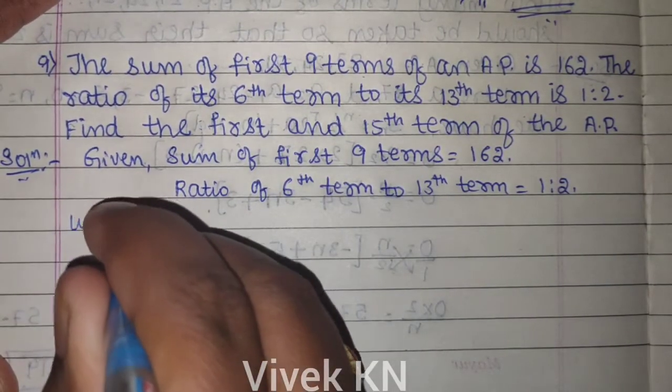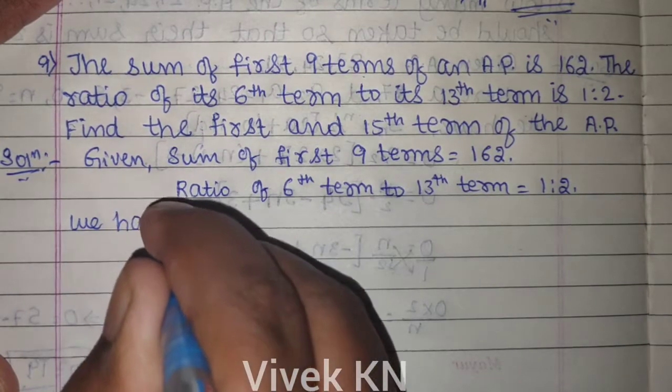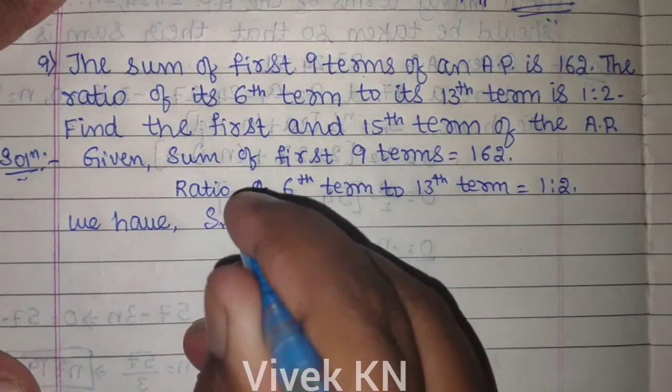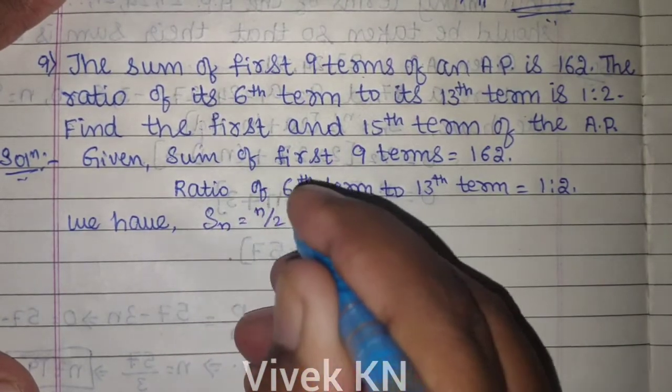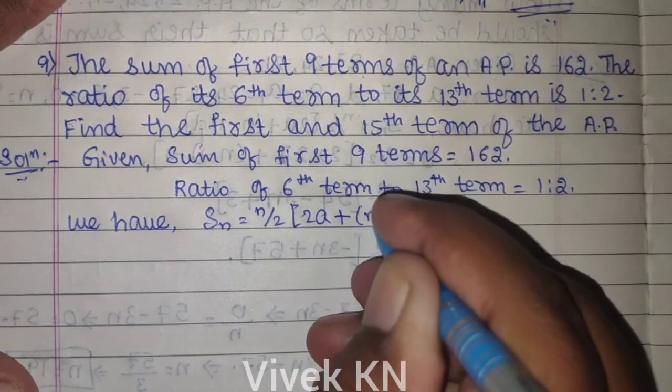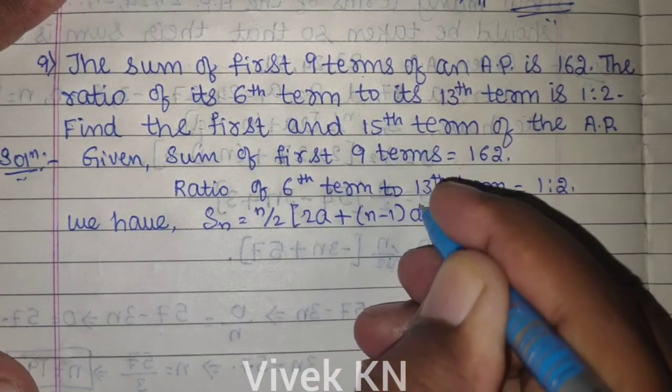Now let us write the formula of sum of first n terms of an arithmetic progression, that is Sn is equal to n by 2 into 2a plus n minus 1 into d.